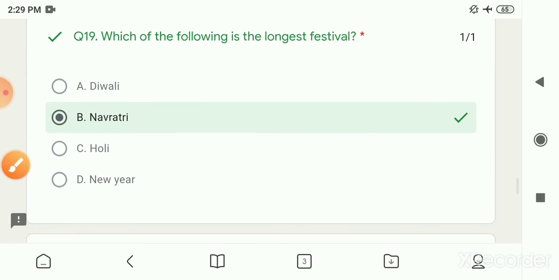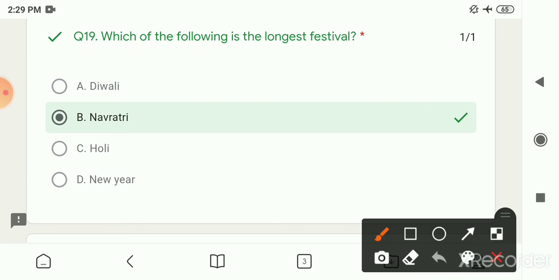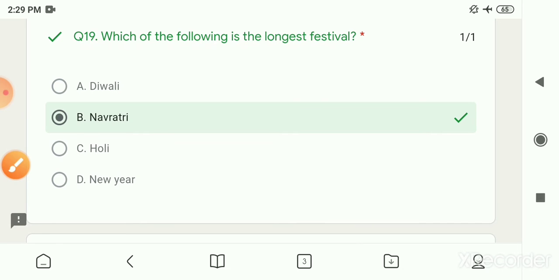Next 19th number, which of the following is the longest festival? The options are Diwali, Navratri, Holi or New Year. So here your answer is option B, that is Navratri. It is the longest festival. We are celebrating this festival for 9 days. So here your answer is option B.